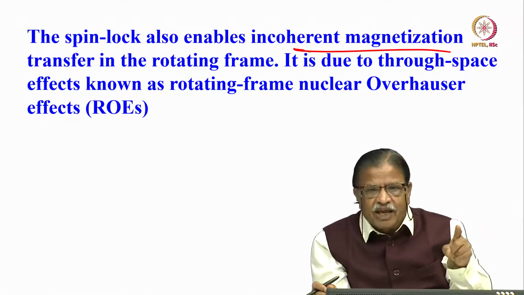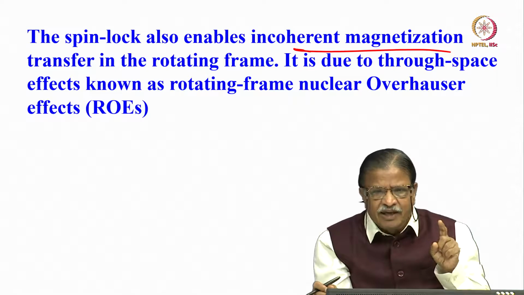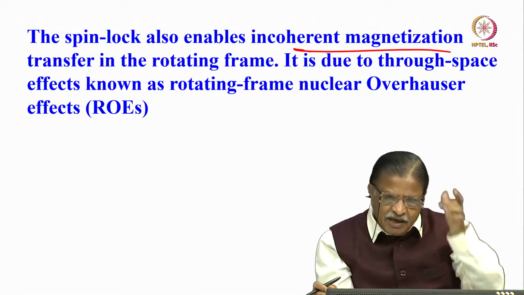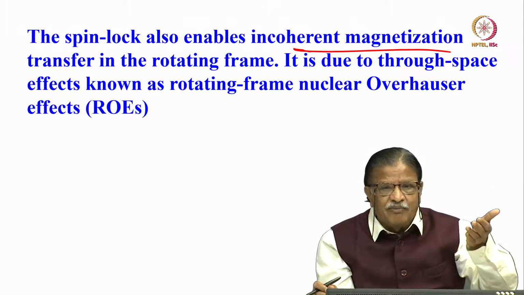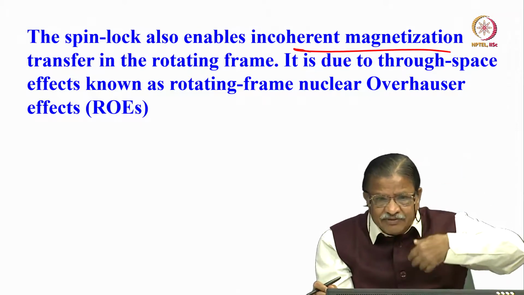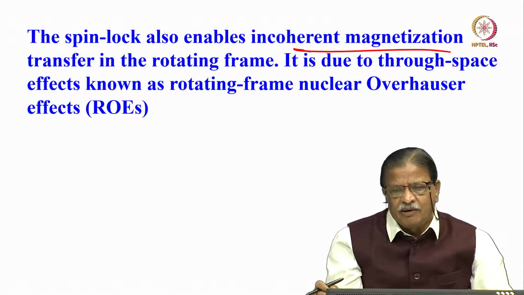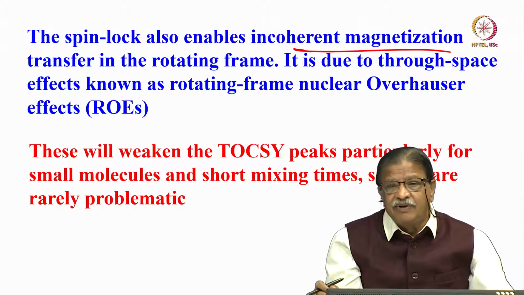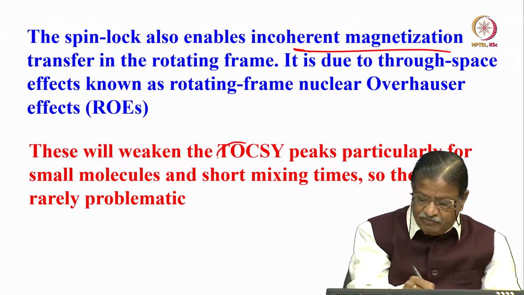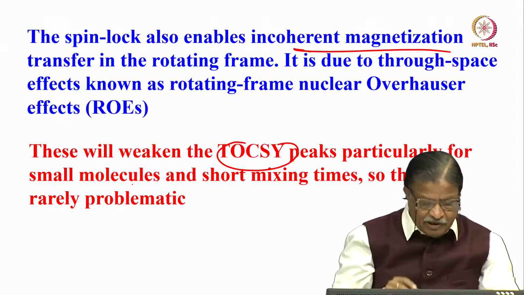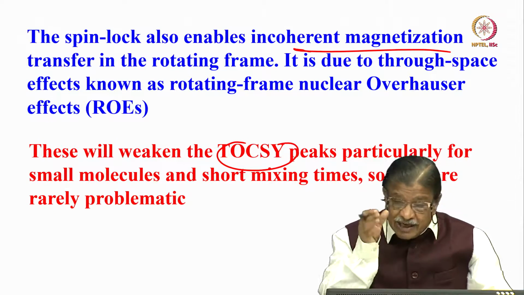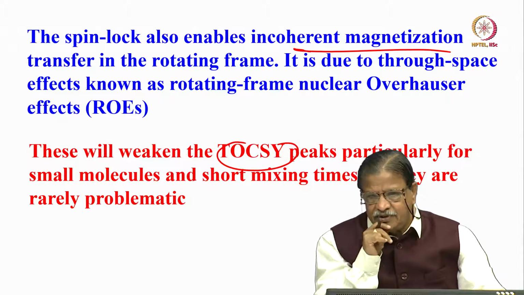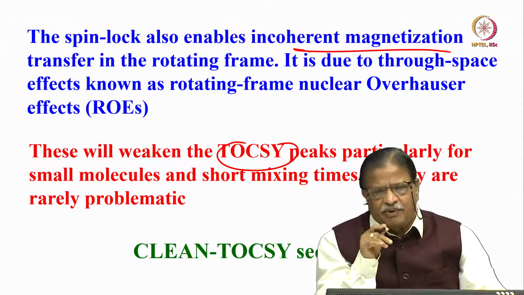We discussed NOE, but we have not discussed ROE. If there is time I will come back and discuss it at the end of this course. This is called the rotating frame Overhauser effect, where the polarization transfer takes place not through covalent bonds but through space, and those peaks can also come. Then it will weaken the signal. TOCSY peaks become particularly weak, especially in smaller molecules, and they are problematic. Sometimes you get exchange peaks. Also you get COSY-type peaks in TOCSY. So all these things are present, and there are various problems.